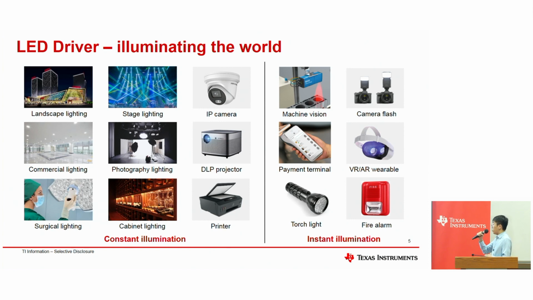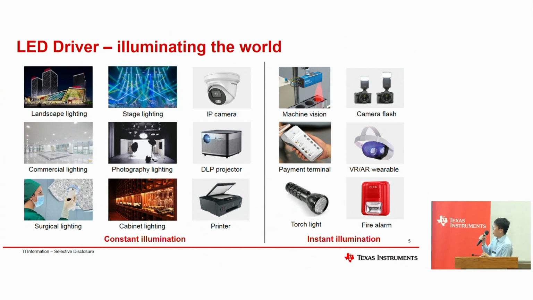The right one is what we call the instant illumination. Different from constant illumination, where we basically output the same power density at all times, the instant illumination is mostly where you make the driver flash a high pulse of impulse current. So it tends to be more of a flashing.